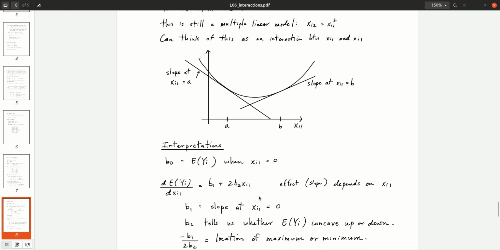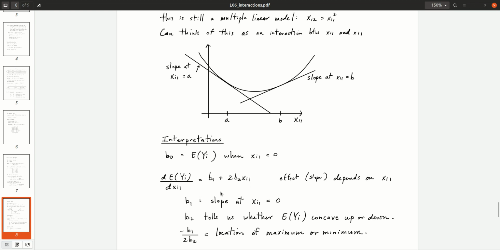So with this form in mind, we can think of b1. This is the slope of the expected value curve at xi1 equals 0. So if we know, for example, that b1 is negative, that can give us a picture in our head of what the quadratic looks like, that at 0 it's pointing downwards. Now that doesn't give us all the information. We need to know what happens after that. And B2 helps us get the rest of that information.